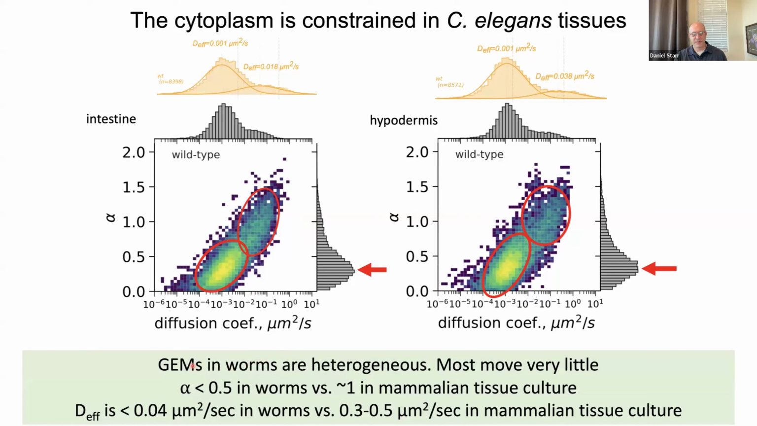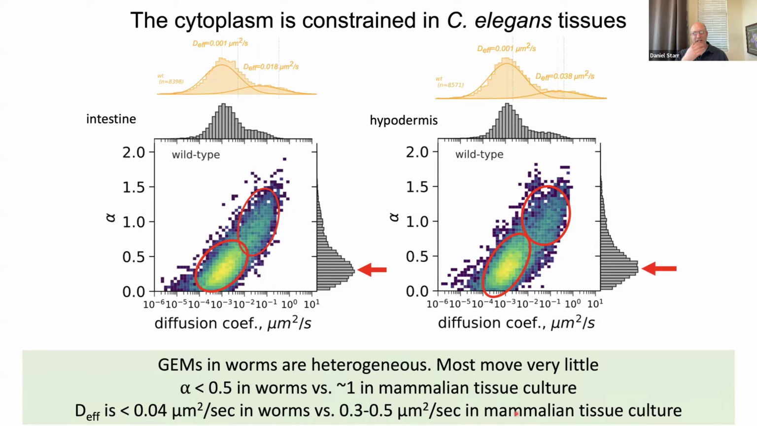So the conclusions from this part are that these gems in C. elegans are very heterogeneous. Most of them move very little and are constrained in place, with an alpha less than 0.5, very different from mammalian tissue culture cells or yeast. And their diffusion coefficient is very slow, an order of magnitude slower than tissue culture and yeast.